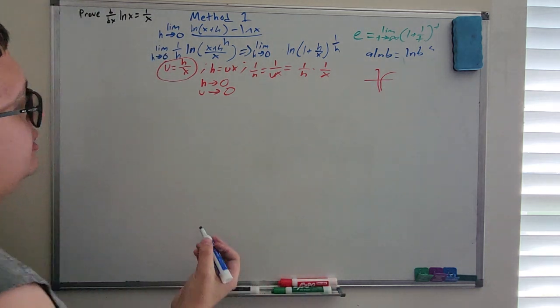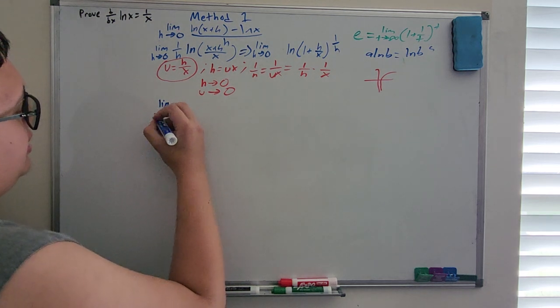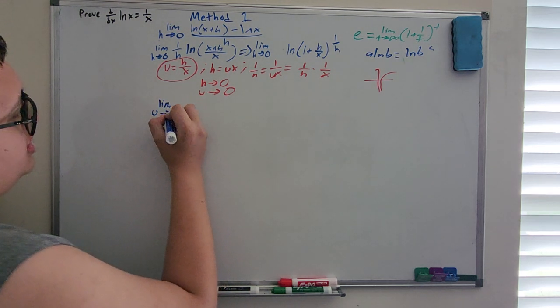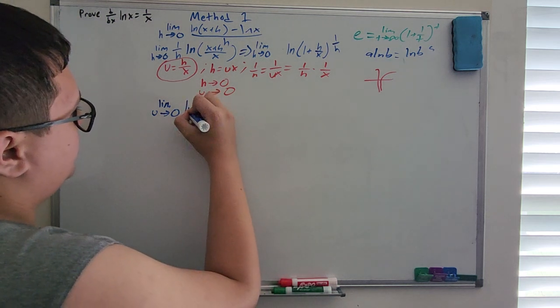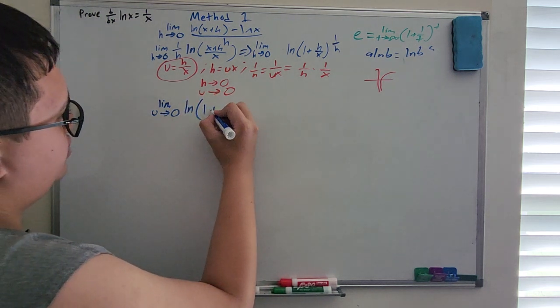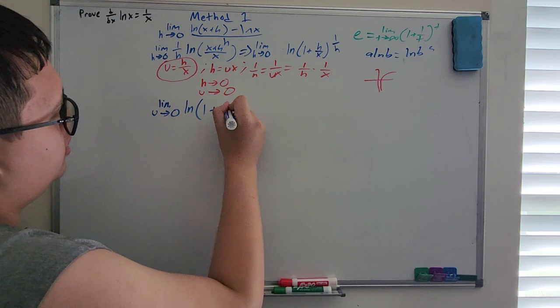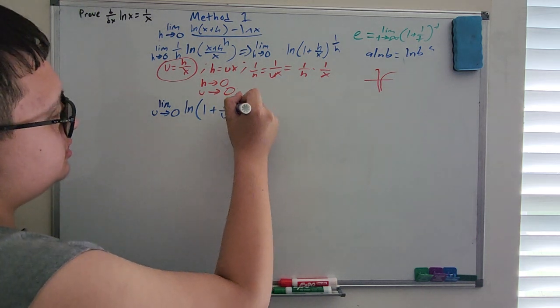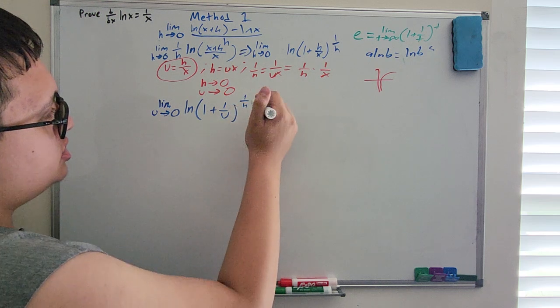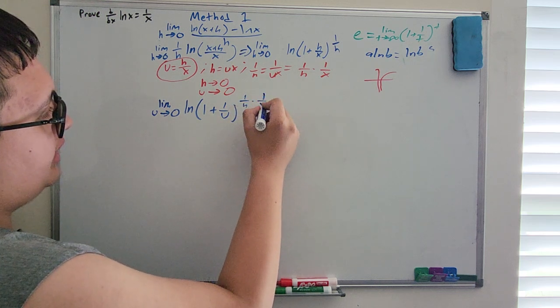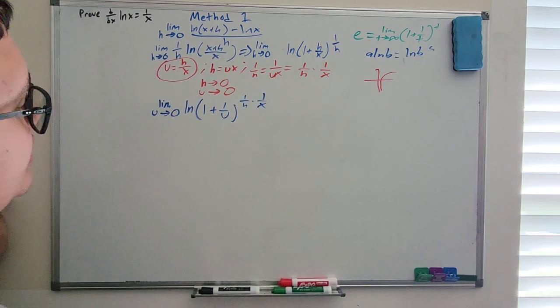So now we can rewrite it as a limit as u approaches 0, and then we just replace everything with u. So natural log of 1 plus 1 over u to the 1 over h times 1 over x, right? That's how you do that, right?